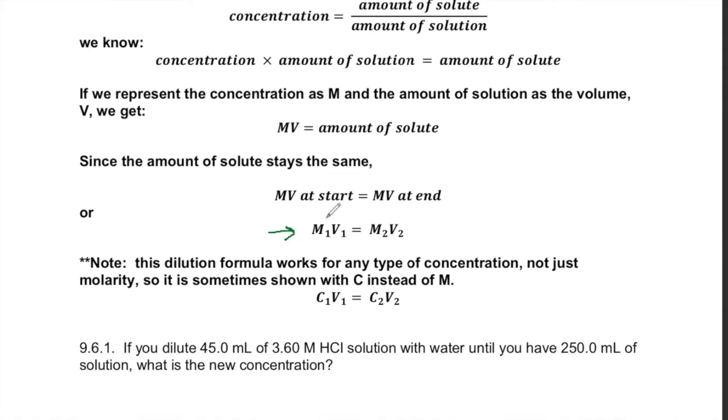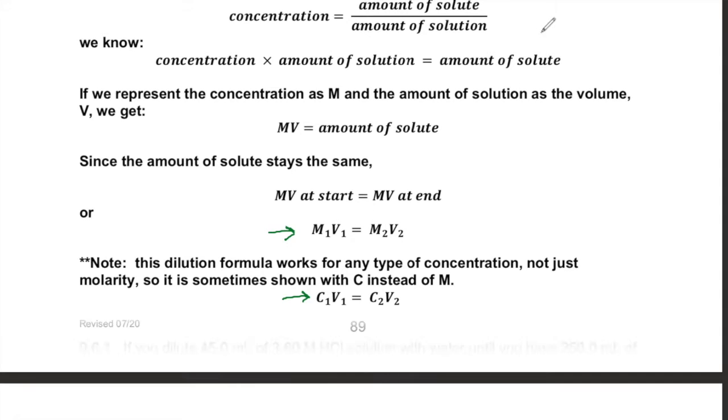The concentration can be in anything. It can be in mass percent. It can be in other concentration units that we haven't focused on. So because of that, you'll sometimes see the dilution equation written like this, with C for concentration rather than M for molarity, because it works with any concentration. C1V1 equals C2V2. So you can use either of these equations.